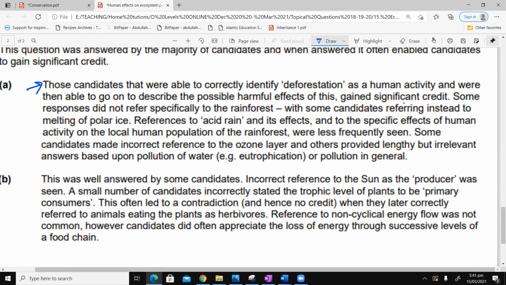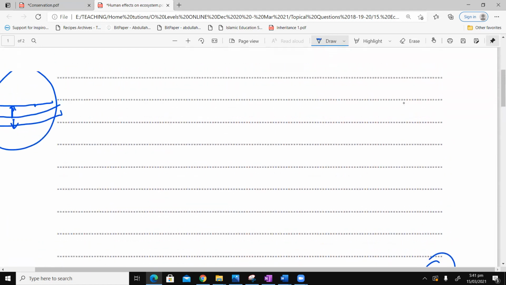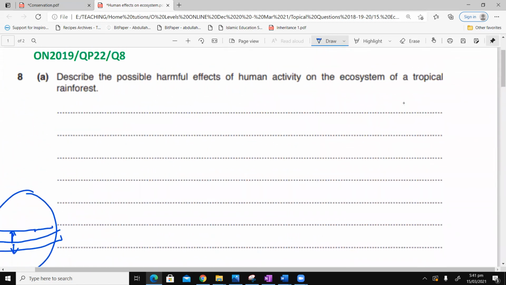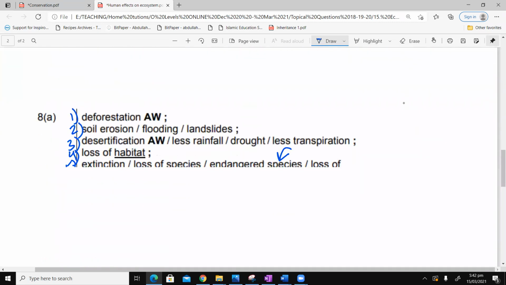देखिए, question को समझने की कोशिश करें. The question was fairly simple, and it was, let me go back to the question. The question was, describe the possible harmful effects of human activity on the ecosystem of a tropical rainforest. इसमें देखिए, humans के जो harmful effect हैं पूरे tropical on the entire ecosystem. So those harmful effects can include all of the harmful effects: the air pollution, the water pollution, the effects of deforestation. So this is a very dynamic question, if you like, that covers all of the aspects.